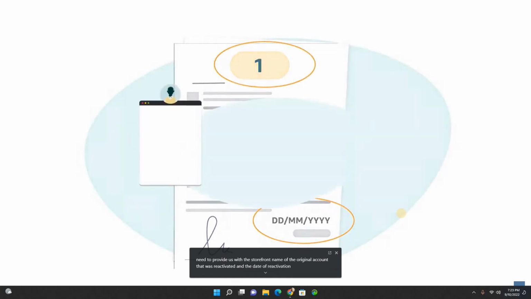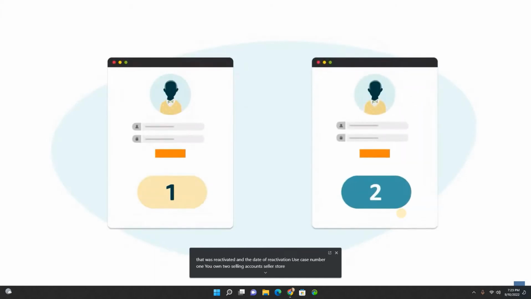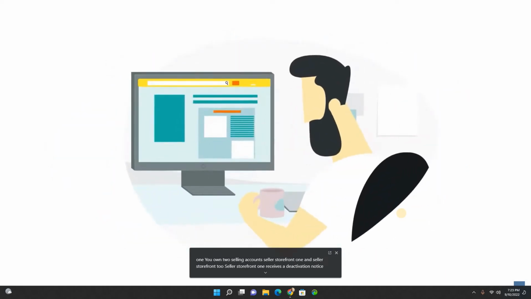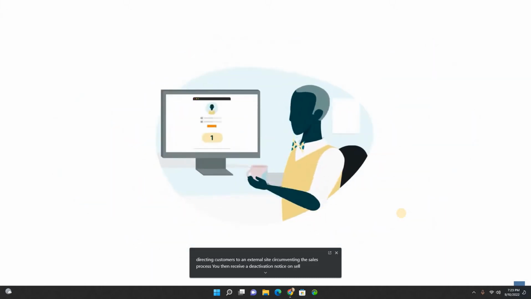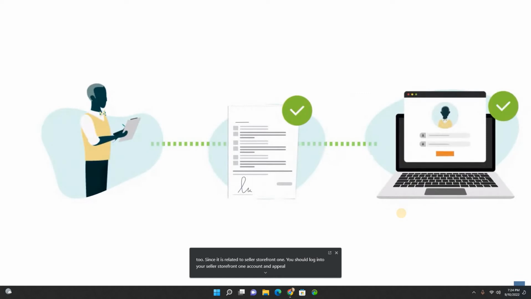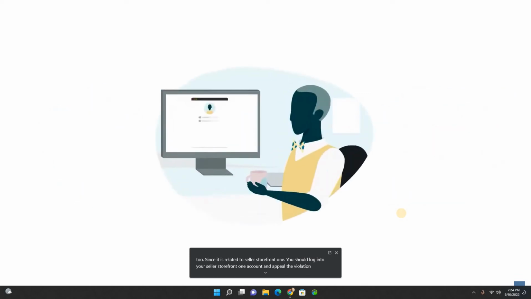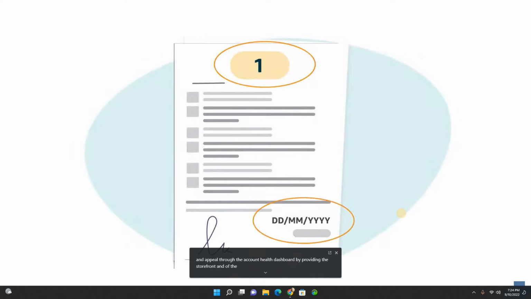Use case number 1. You own 2 selling accounts, Seller Storefront 1 and Seller Storefront 2. Seller Storefront 1 receives a deactivation notice for directing customers to an external site, circumventing the sales process. You then receive a deactivation notice on Seller Storefront 2 since it is related to Seller Storefront 1. You should log into your Seller Storefront 1 account and appeal the violation. If your appeal is accepted and the Seller Storefront 1 account is successfully reactivated, then log into your Seller Storefront 2 account and appeal through the Account Health dashboard by providing the storefront name of the original account that was reactivated and the date of reactivation.